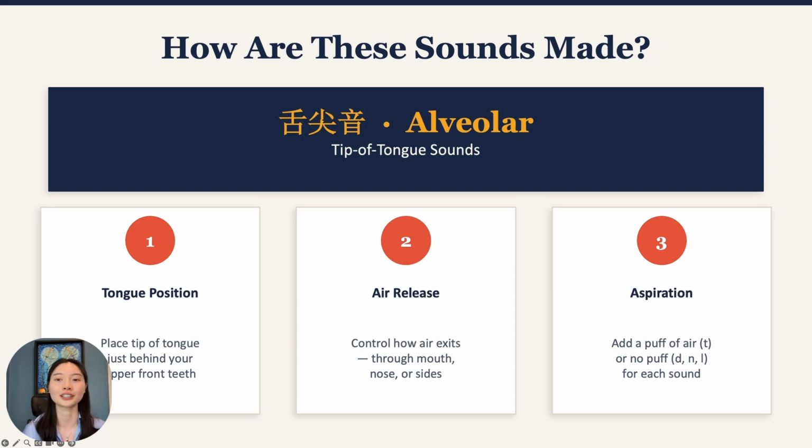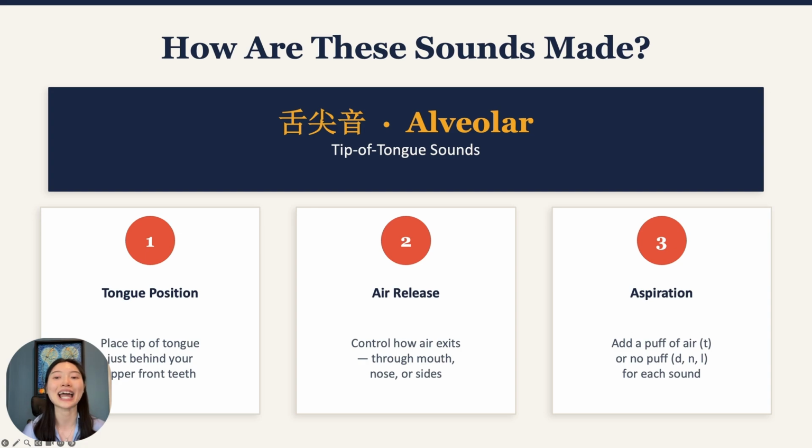They all start from the exact same place. There are three things to know about how these sounds work. Number one, tongue position. Place the tip of the tongue just behind your upper front teeth. This is home base for all four sounds. Don't move from here. Number two, air release.